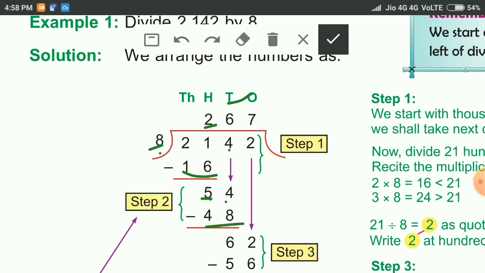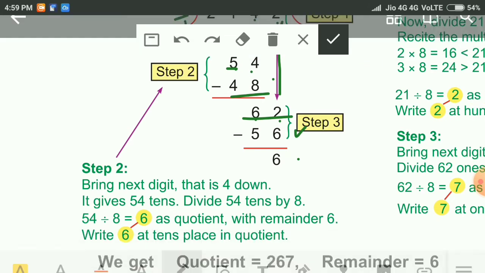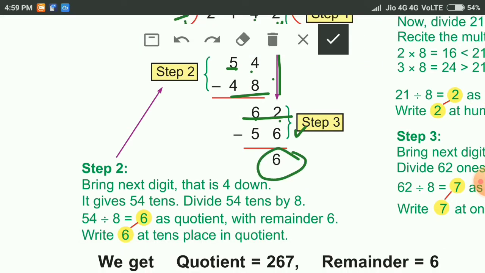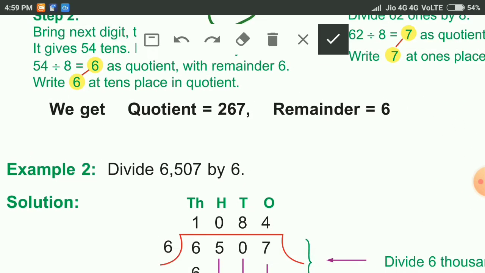Again we minus these numbers, 14 minus 8, 6 we will write, and then we will write this number here. This is 62. Then 8 7 56. We write here 56 and then we get 6 as remainder. And finally we get quotient 267 and remainder 6.